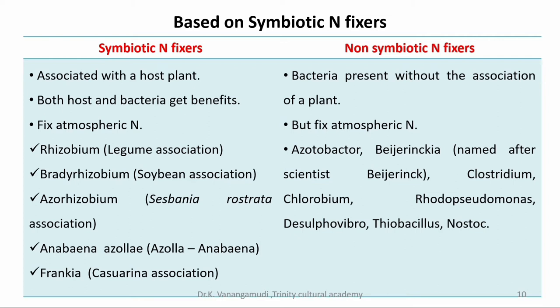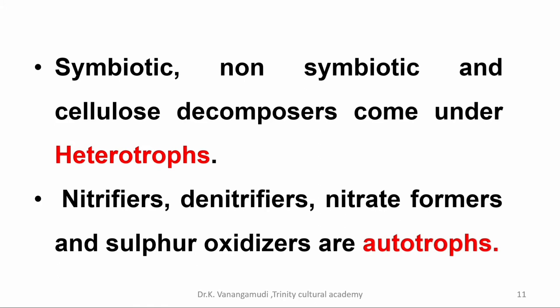Whereas non-symbiotic N fixers are present without the association of a plant, but they fix atmospheric nitrogen. Azotobacter is the best example. Beijerinckia is named after the scientist Beijerinck. Clostridium, Chlorobium, Rhodopseudomonas, Desulfovibrio, Thiobacillus and Nostoc. Symbiotic and non-symbiotic, including cellulose decomposers, come under heterotrophs, while nitrifiers, denitrifiers, nitrate formers and sulfur oxidizers are autotrophs.